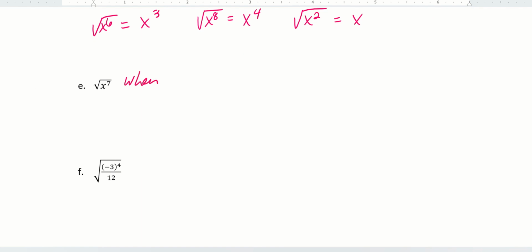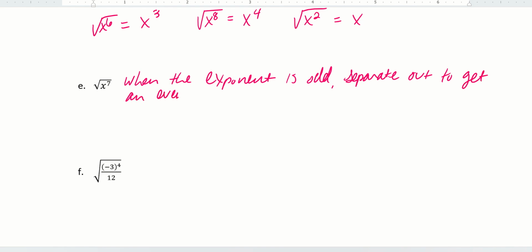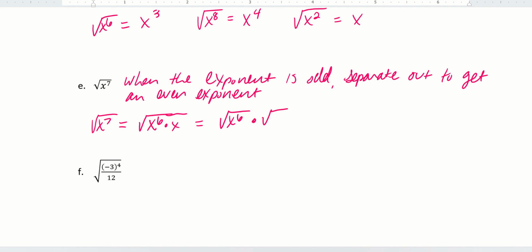When the exponent is odd, you need to separate out to get an even exponent. So we're going to use the multiplication property here. So if I have the square root of x to the 7th, that's going to be equal to the square root of x to the 6th times x to the 1st, or just x, which we can write as the square root of x to the 6th times the square root of x, which is equal to, remember, the square root of x to the 6th is x to the 3rd, times the square root of x.